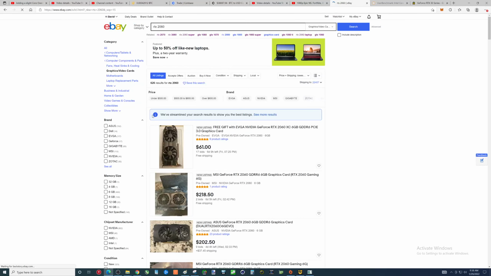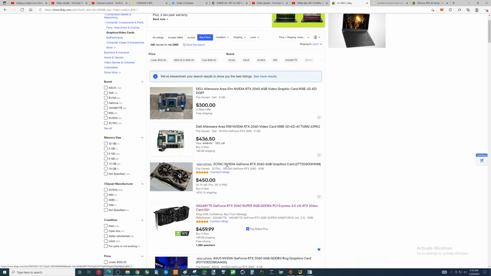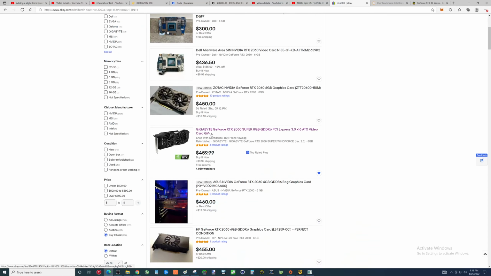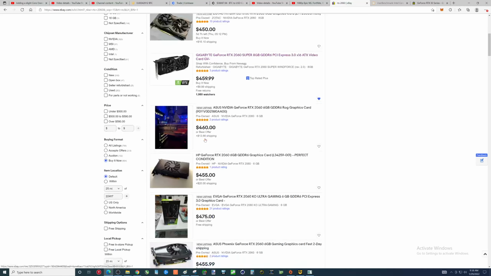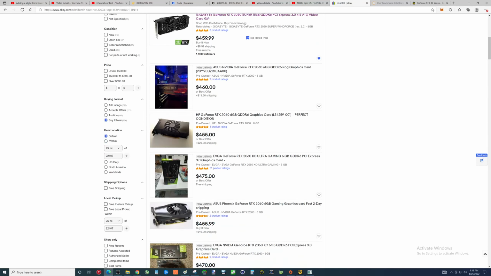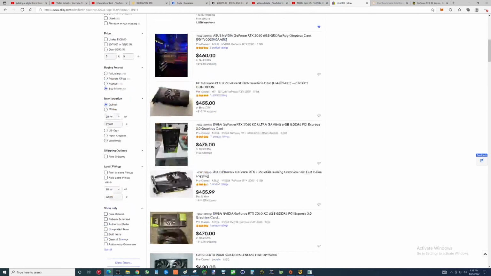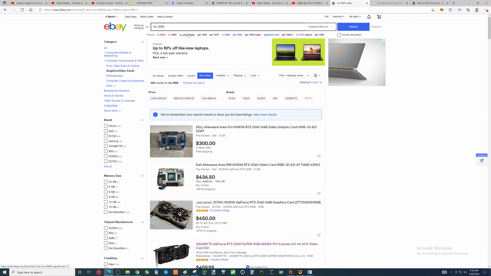RTX 2060. Now, ideally, these will get back down to being $200 cards. Right now, 450. This link, you're not going to actually find anything if you click on that one. They're out of stock. 460. So these are a lot better. They're lower. A lot of these were going for over 500, 600. So starting to see some drops there.